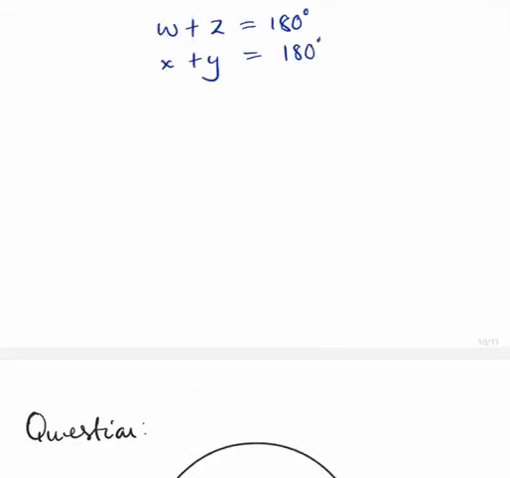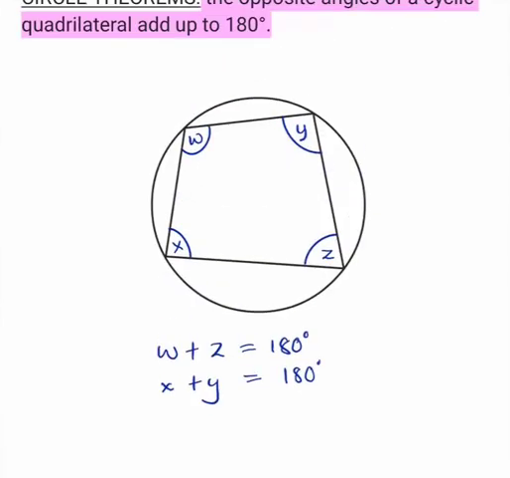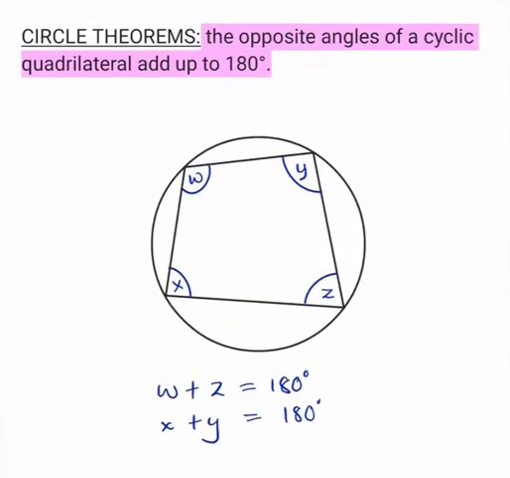So this is our theorem on cyclic quadrilaterals. Some say cyclic, just a difference in pronunciation there. Cyclic quadrilateral, the opposite angles add up to 180 degrees. Watch out for more on circle theorems.